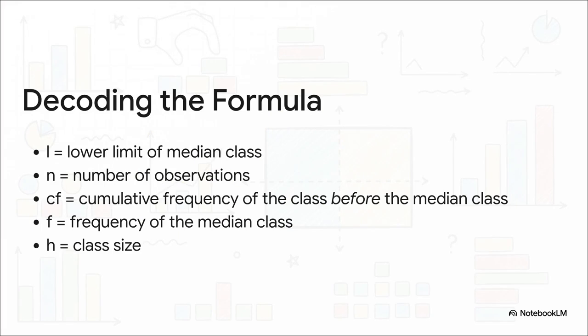L is simply the lower limit of our median class. N is the total number of observations. You already know that. F is the frequency of the median class itself. H is the class size. Now, pay close attention to CF. This is where people sometimes get tripped up. CF is the cumulative frequency of the class that comes before the median class. Not the median class itself, but the one right above it. That's the key, don't forget.